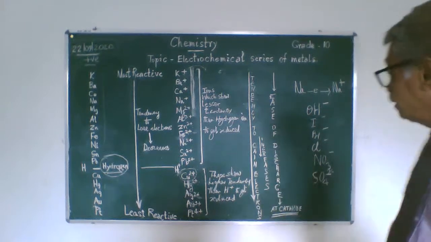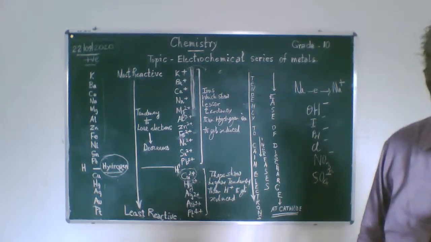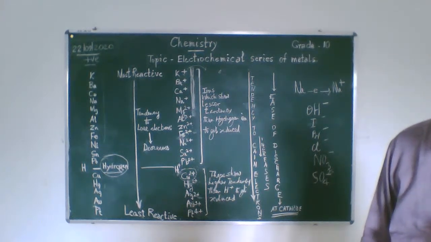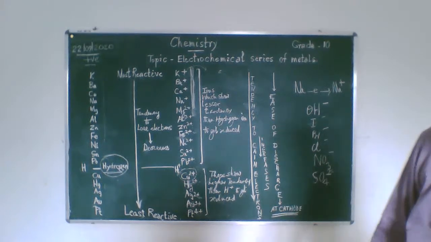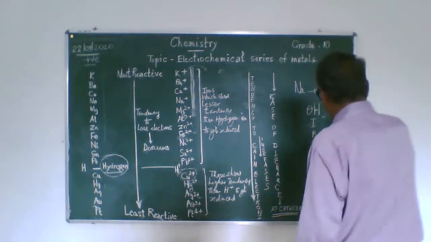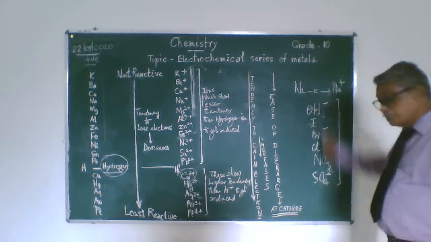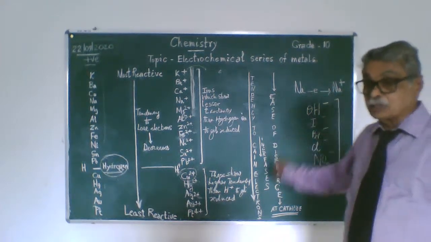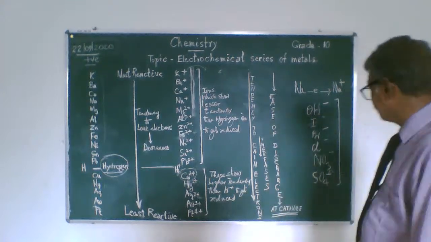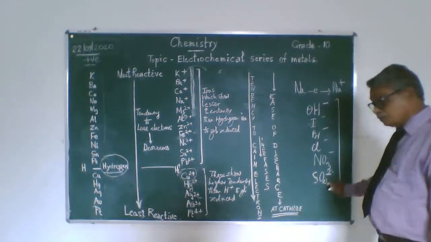First is hydroxide, OH, iodide, bromide, chloride, nitrate, and sulfate. These are all negative. I am not taking other negative ions into consideration now. We are more interested in these because they are the ones likely to come up in our course of study. So I am taking these as negative ions.